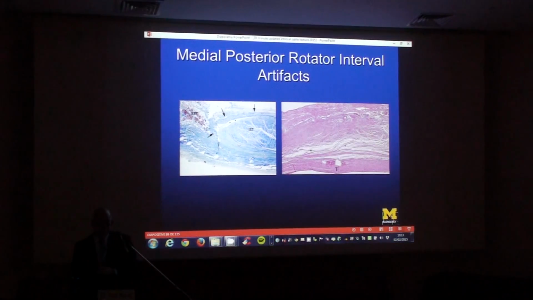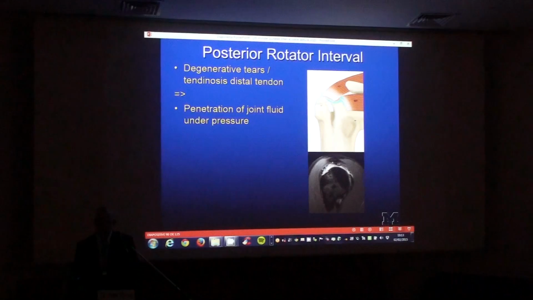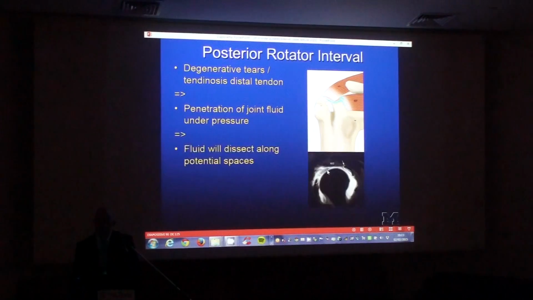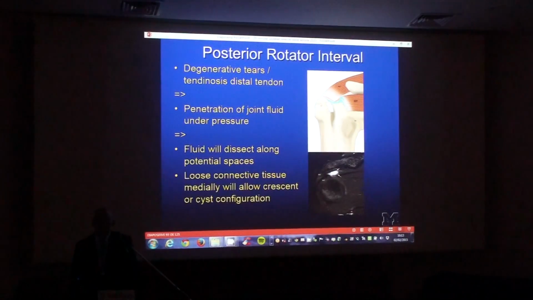And I think these cleavage planes may indicate there's a potential space here because it occurred on multiple slides as well. So our theory was that degenerative tears occur far laterally. Fluid penetrates the tendon under pressure, as you can see here. Then it will dissect into potential spaces, for instance, in the peritendinous area here, or between the transverse layer and the overlying cuff, area of weakness, okay? And as it courses more medially where there's this loose connective tissue, it can form cysts.